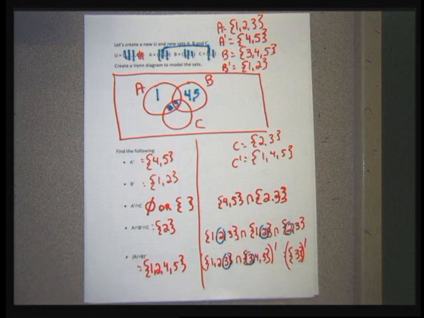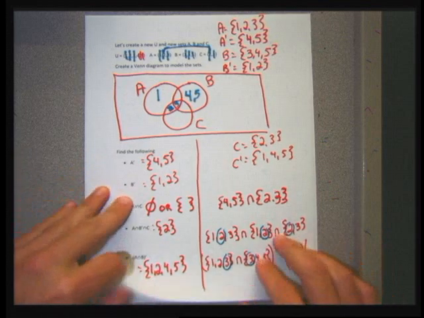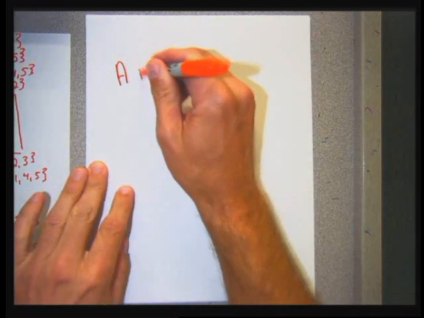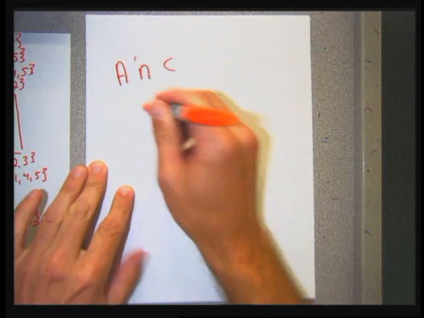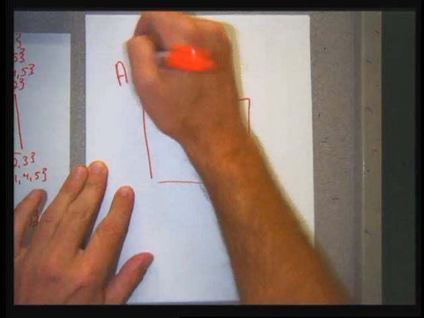Let me try to do all of those again with just looking at the pictures. I'm not going to get any different answers, but maybe I'll do something that makes more sense to you if you're not into writing down the sets. So the first one wants me to do A prime intersection C. That means inside the A circle, outside the A circle.